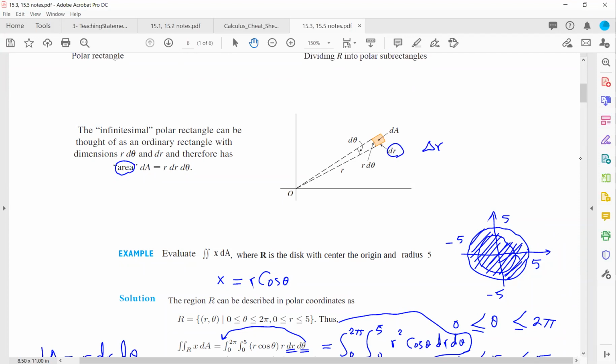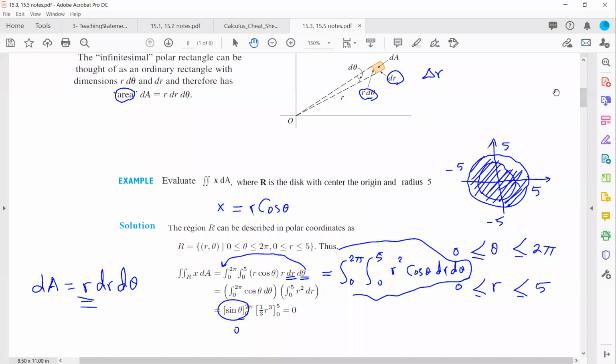But what about this length here? Is it just d theta? Of course not. It is r times the rate of change in your angle. This length is r d theta. The product of these two is equal to this small area. Length times width is your area. That's where this extra r is coming from. Very well.